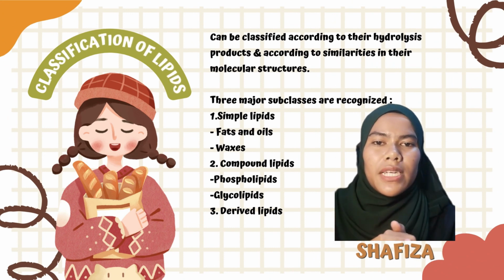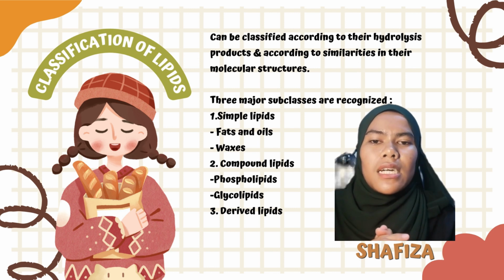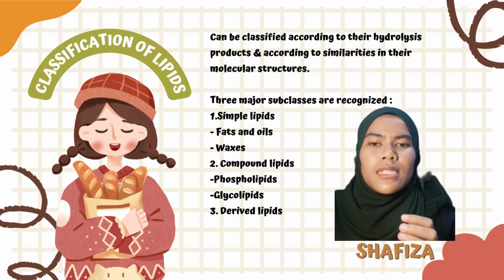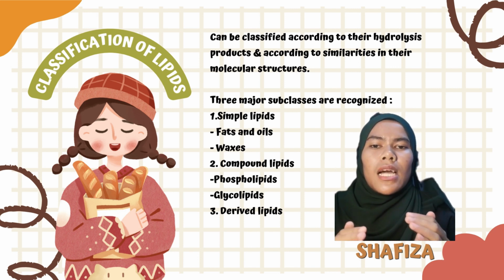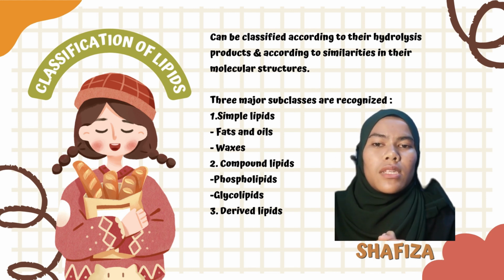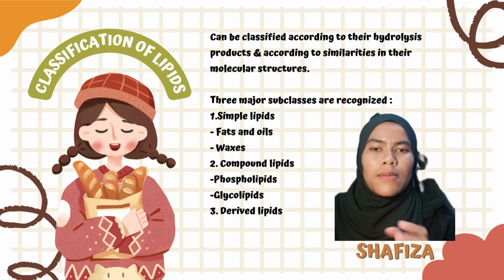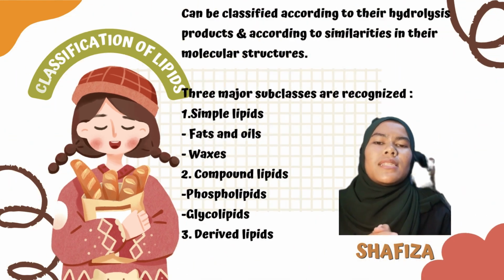Classification of lipid. Lipids can be classified according to their hydrolysis products and according to similarities in their molecular structure. Three main subclasses are recognized: simple lipid, compound lipid, and derivative lipid. Under simple lipid, there are two, namely fat and oil, and wax. Second, compound lipid. Under compound lipid, there are also two, namely phospholipid and glycolipid. And third is derivative lipid.